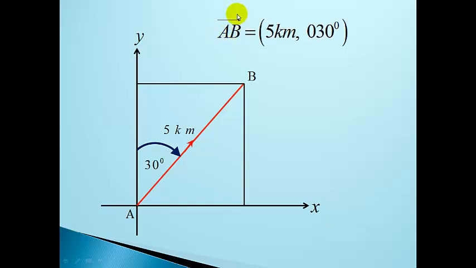So given the vector AB to be equal to 5 kilometers 30 degrees, this means that the distance from A to B is 5 kilometers and the bearing is 30 degrees. The distance from A to B is 5 kilometers, but the direction or the bearing is from the positive y-axis. So we have 30 degrees up to the line joining A and B.